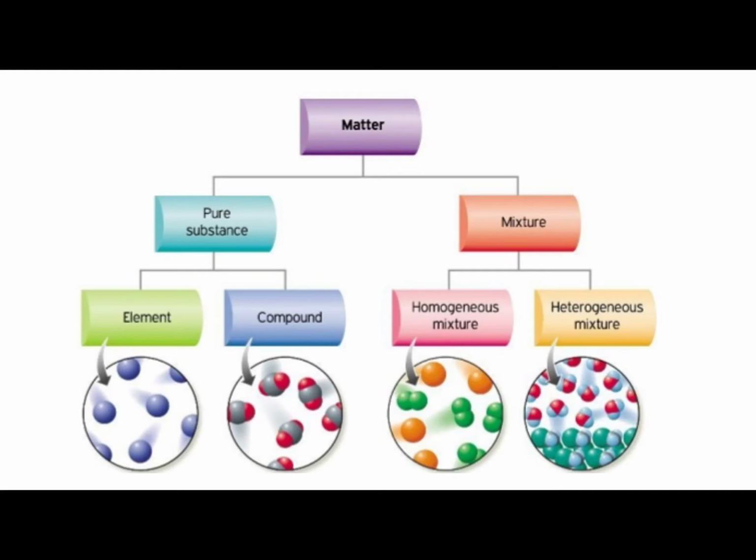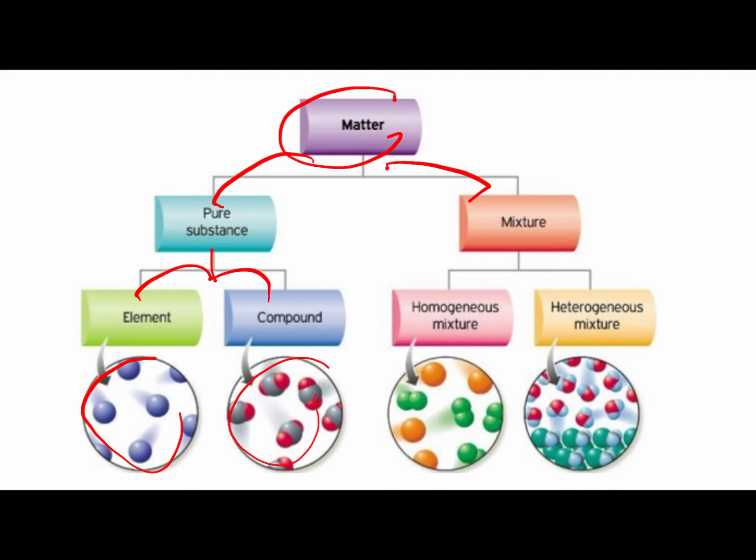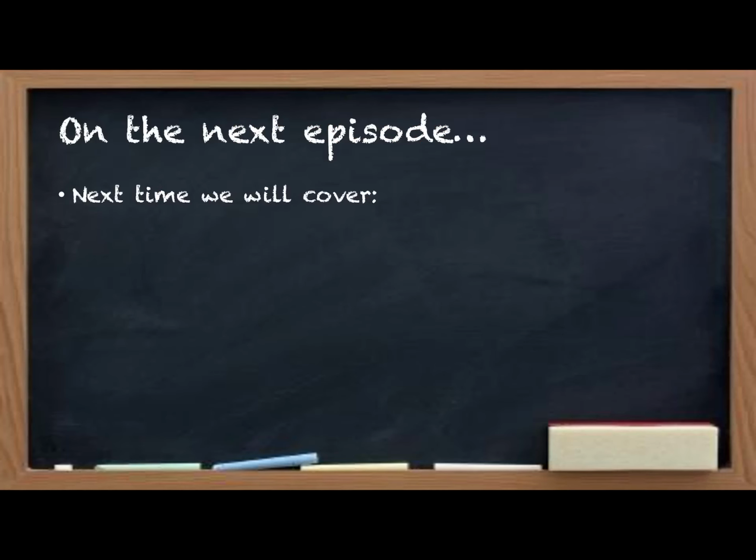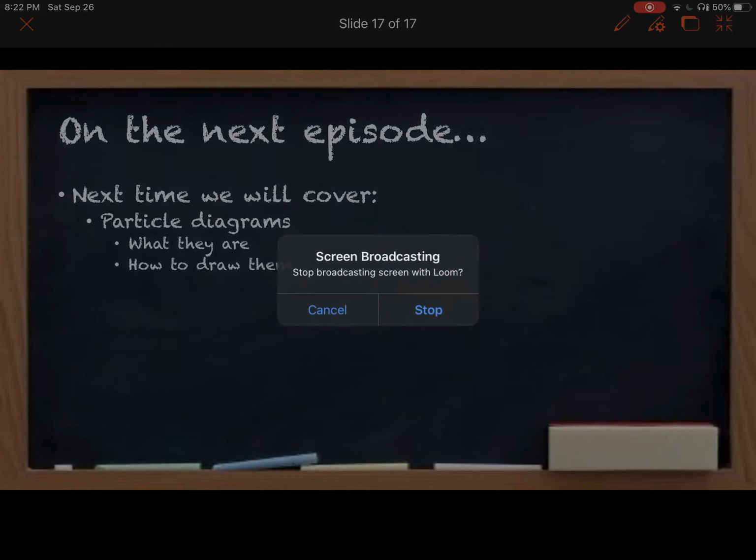Okay. So here's another version of the flowchart. Again, we have our matter, pure substances, and mixtures. And then in our pure substances, we can have elements and compounds. And then here, these bottom drawings are called particle diagrams. So we're going to learn how to do those pretty shortly. Okay, so next time, we will cover particle diagrams, what they are, and how to draw them.